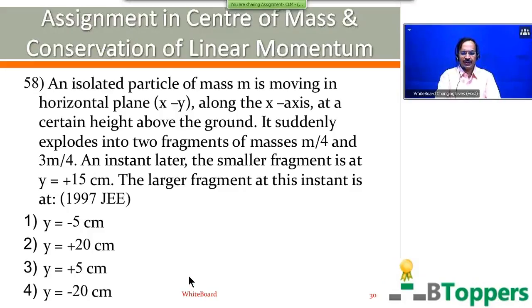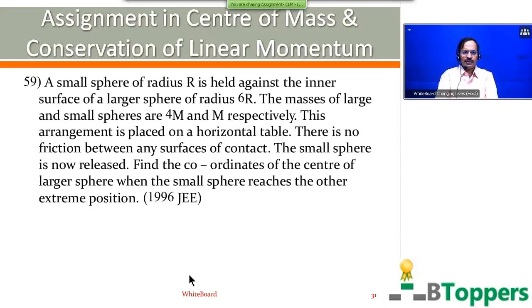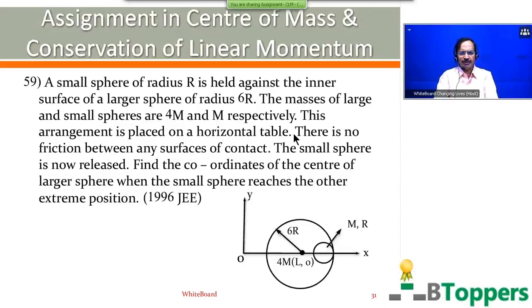I am going to show the next question on screen. See the question number 59. A small sphere of radius r is held against the inner surface of a large sphere of radius 6r. The masses of the large and small spheres are 4m and m respectively. This arrangement is placed on a horizontal table. There is no friction between any surfaces of contact. The small sphere is now released.